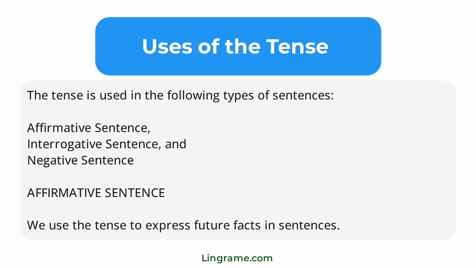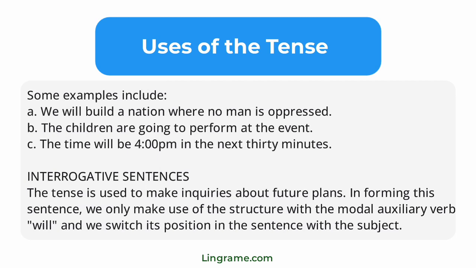Affirmative sentence. We use the tense to express future facts in sentences. Some examples include: we will build a nation where no man is oppressed. The children are going to perform at the event. The time will be 4 p.m. in the next 30 minutes.